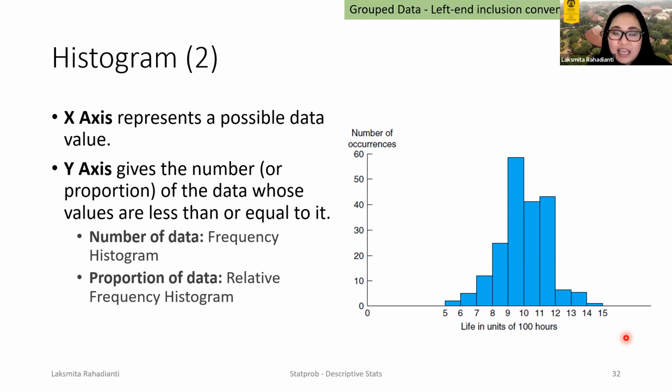But the y-axis can change if you are representing it using the raw data, which is the raw frequency, or it's the proportion of data. You could also present it in percentage, like what we already talked about. So you divide it by the total number so that you can give a relative total to the entire sample.